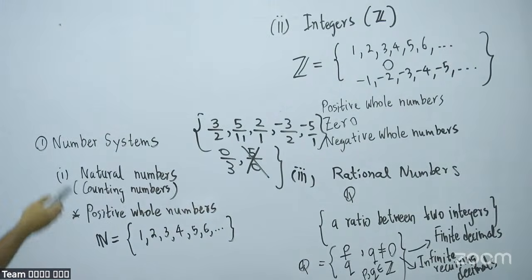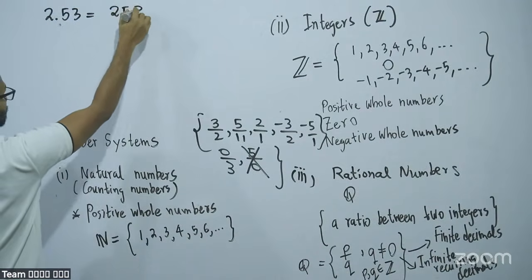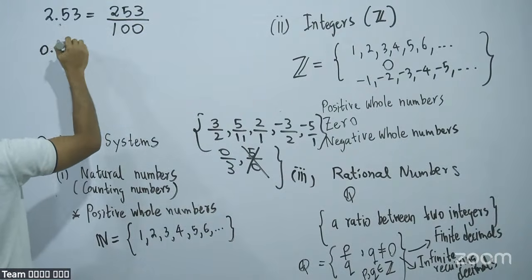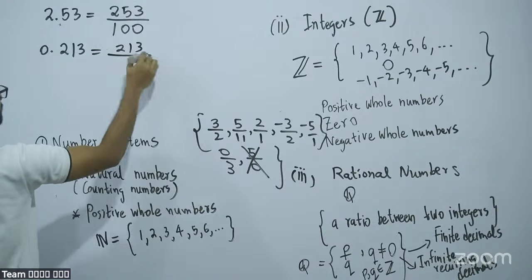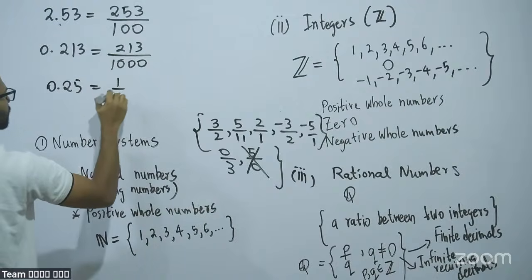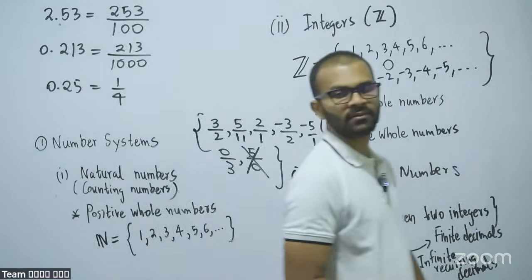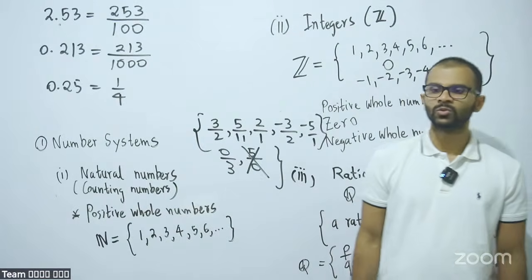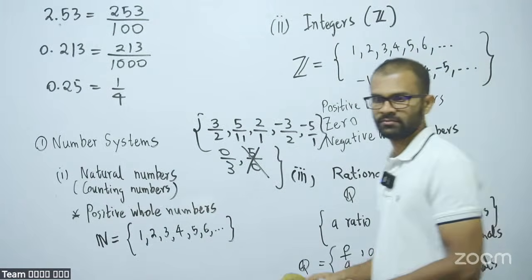Right? If we take 2.53, we can rewrite it as 253 over 100. What about 0.21? It's 213 over 1000. What about 0.25? It's 1 over 5. See, if we consider finite decimals, they can be written as a ratio between two integers. They can be written as a ratio between two integers. Right? Okay.